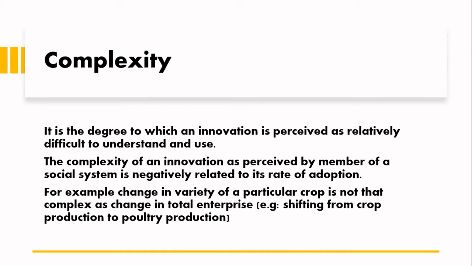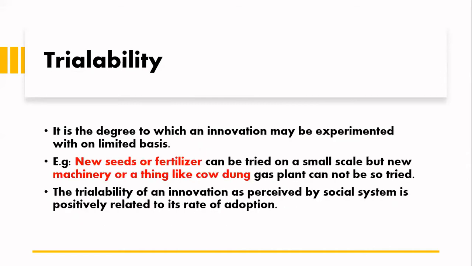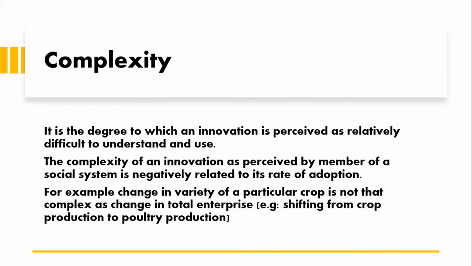As a simple example, imagine a total change is difficult for farmers to adopt, shifting from crop production to poultry production. A 100% change of the existing cropping system may be very complex for the farmer to adopt. So we have to think about how we take the adoption process, how we introduce innovations to the farming community, and what the speed or change in role is. That is called complexity, the degree to which an innovation is perceived as relatively difficult to understand or use.